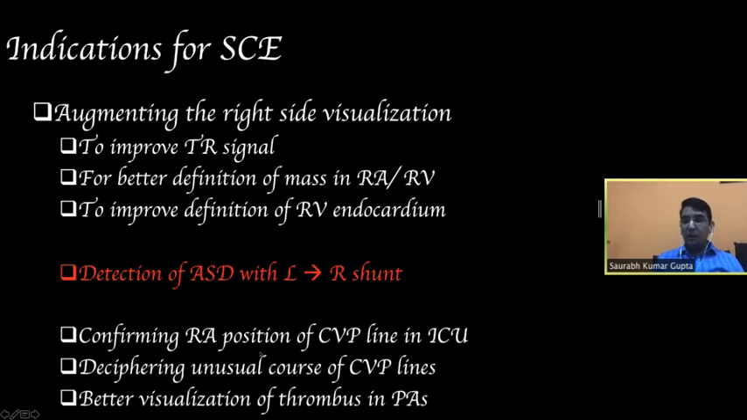Now, other indications which can be used in the ICU setting are to confirm the RA position of the CVP line in the ICU, and deciphering unusual courses of CVP lines. For example, if it has gone through the left side into the CS into the RA, then contrast can easily differentiate, and you don't need to wait for an X-ray to assure yourself that you are in the right position. Also, better visualization of thrombus in pulmonary arteries in cases of pulmonary thromboembolic PH. These are some of the standard indications.